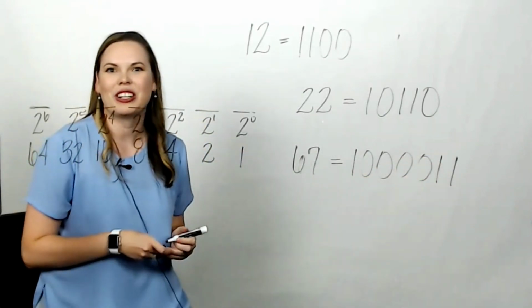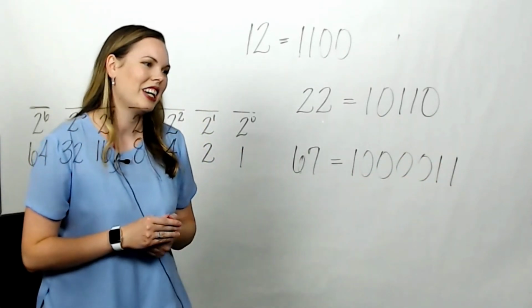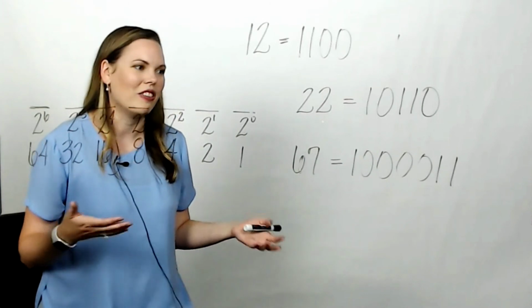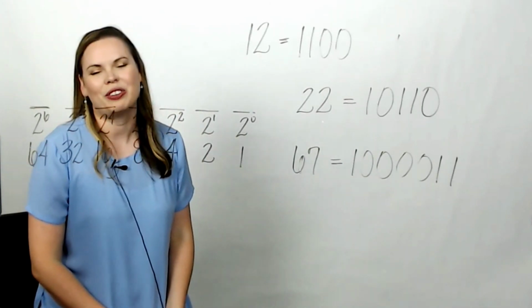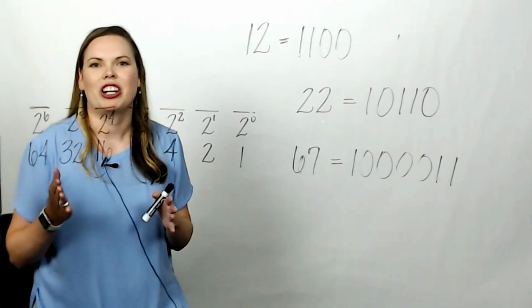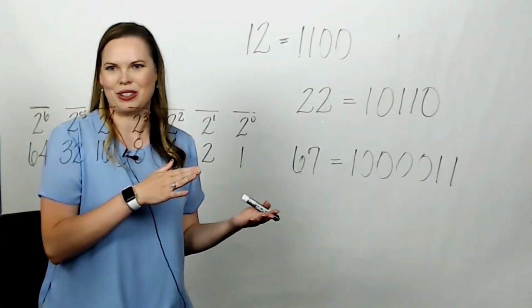So sometimes big numbers really aren't too difficult because they don't require a whole lot of 1s and a whole lot of thought. So that is binary and how to represent things in base 2 and convert a base 10 into a base 2. Thank you.